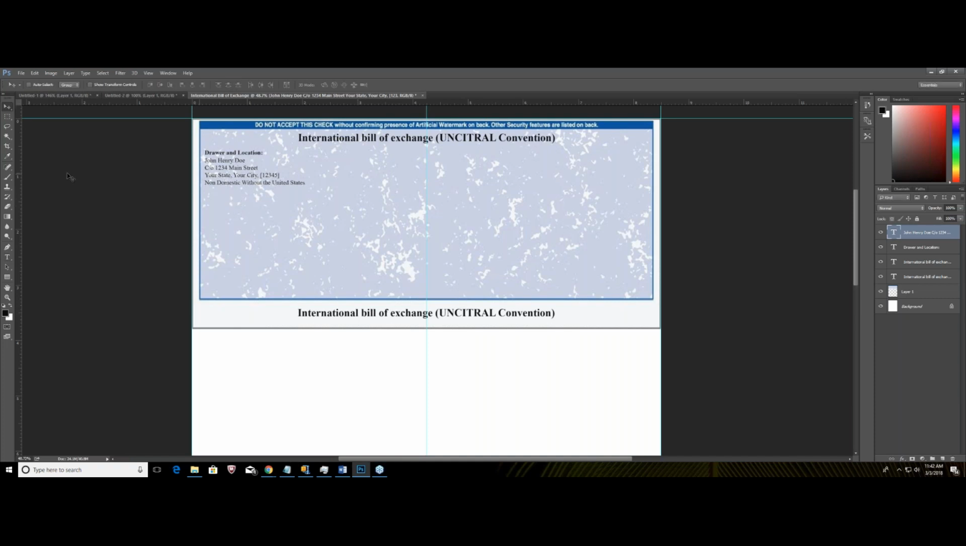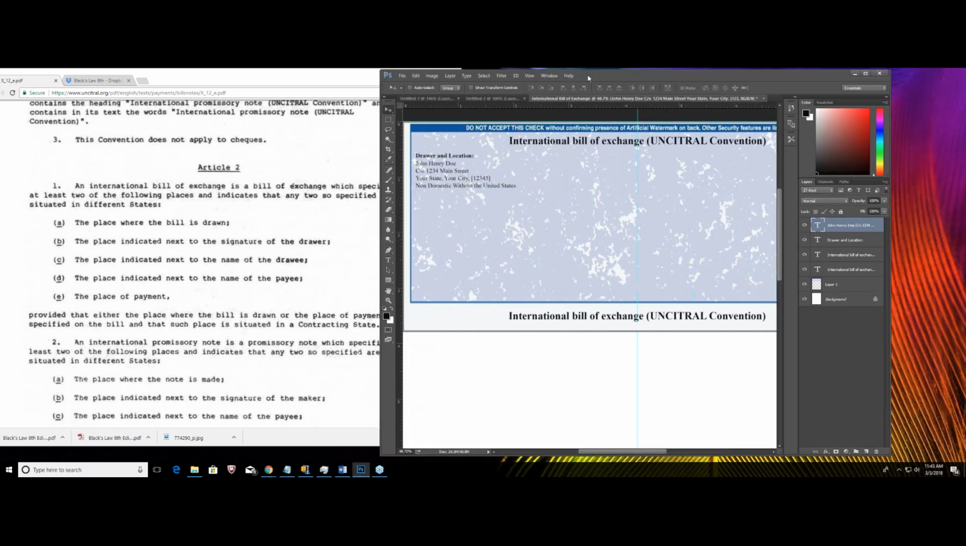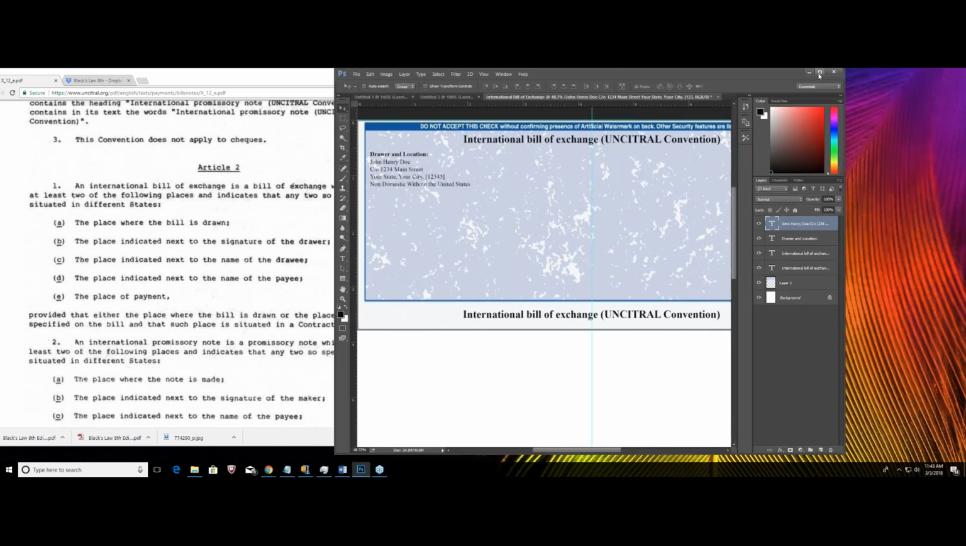All right, so we have our drawer and our location. Okay, it will indicate it right here, steady state, just like you would have on a regular check. All right, so we have the place next, and this is the drawer's information. All right, let's go back to our thing. It says place where the bill is drawn, drawer and location, the place indicated next to the signature of the drawer. Okay, so let's put a signature line on here, because I usually try to cover a lot of different bases. So let's add a signature line on here real quick.